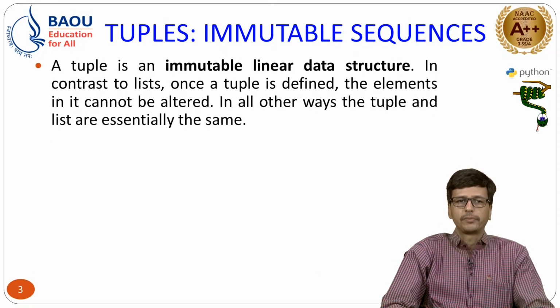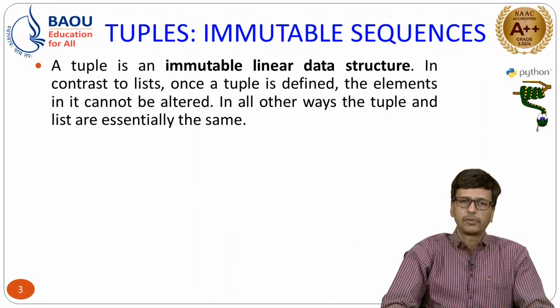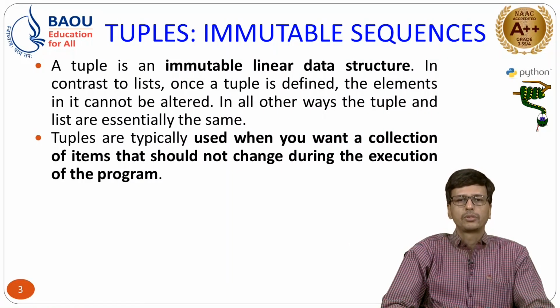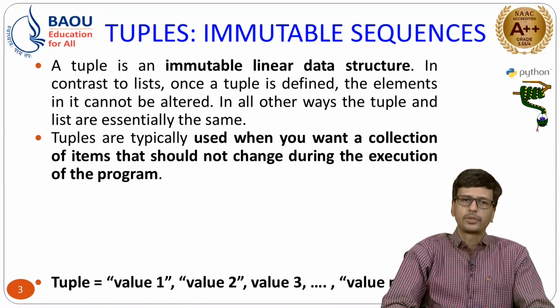So, you can see a tuple is an immutable linear data structure, as we have discussed. Both tuples as well as lists are sequences and linear data structures. Now, a list can be mutable and tuples are immutable objects. It is used when you want a collection of items that should not be changed during the execution of the program. If the items that you are including in that particular tuple cannot be changed throughout the program execution, in that case you use the tuple.